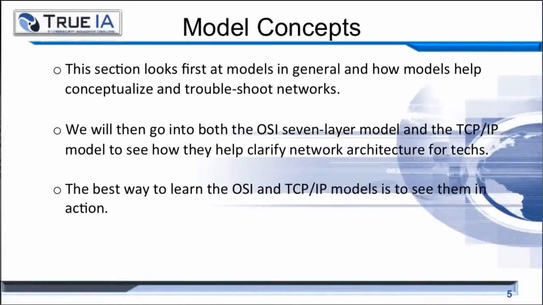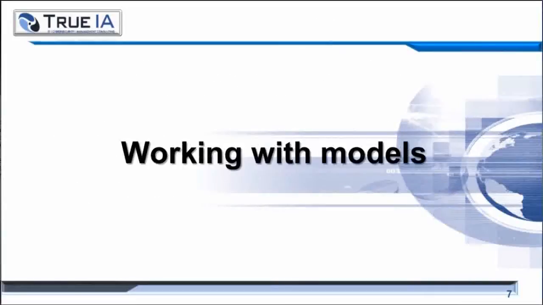So first, let's start with the model concept. In general, a model has a look and feel of the actual thing. So we use these models to help conceptualize and troubleshoot our networks. With that understanding, we'll then go into the OSI 7-layer model and the TCP/IP model to see how they help clarify network architectures for technicians. The best way to learn the OSI and TCP/IP models is to see them in action. So let's talk about models.